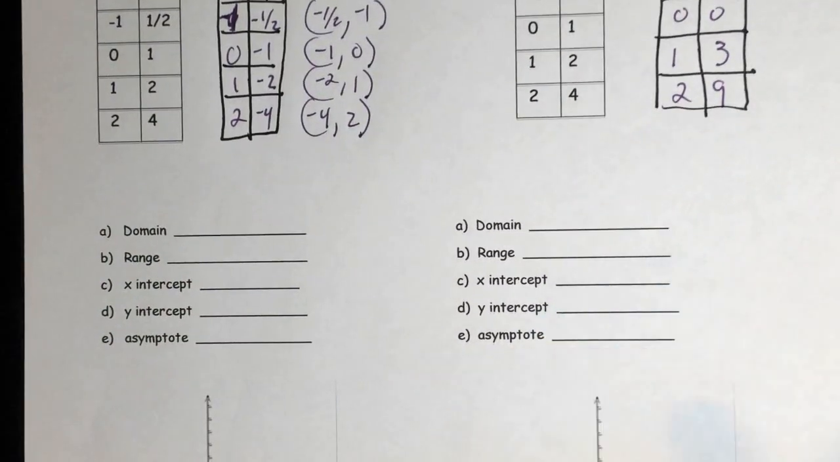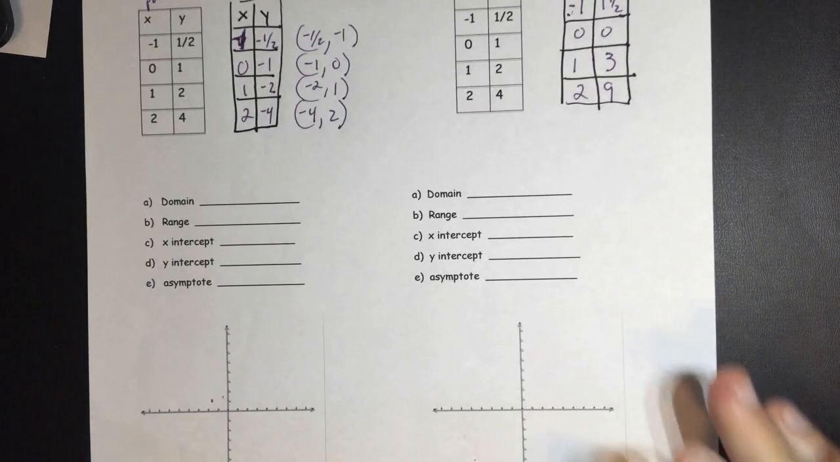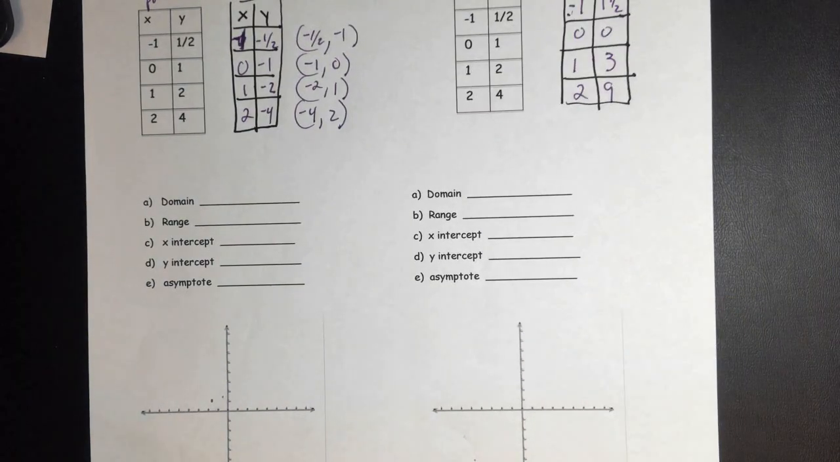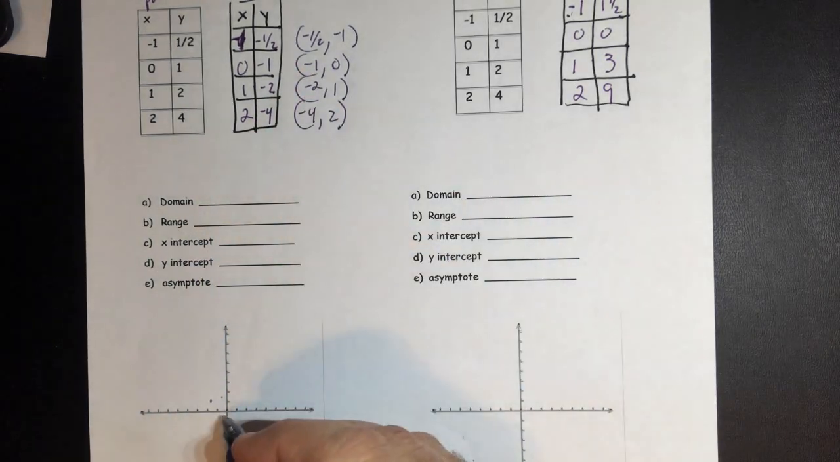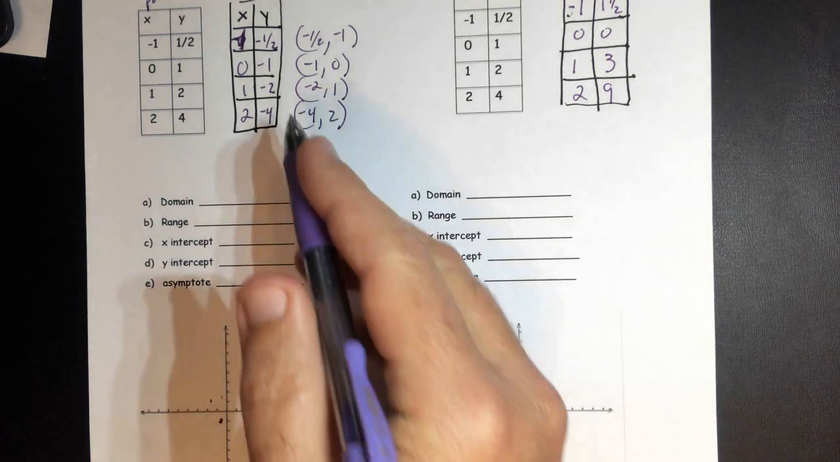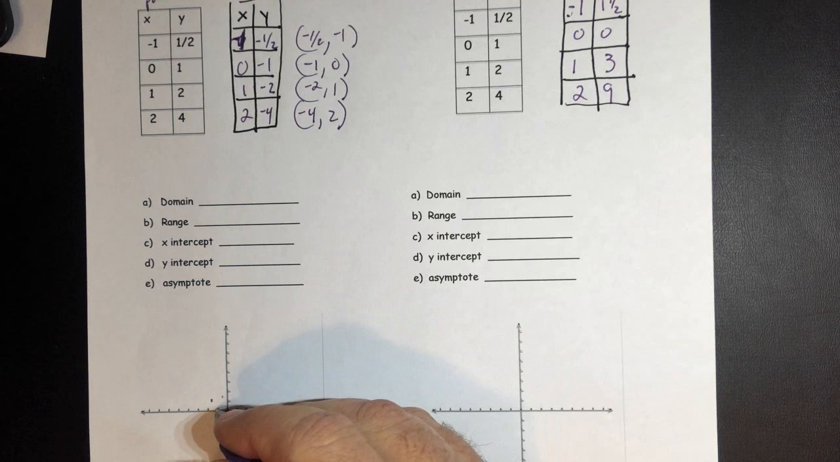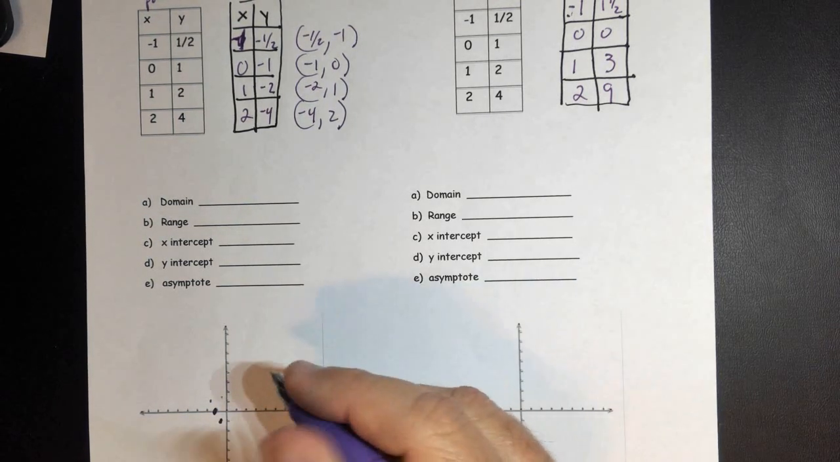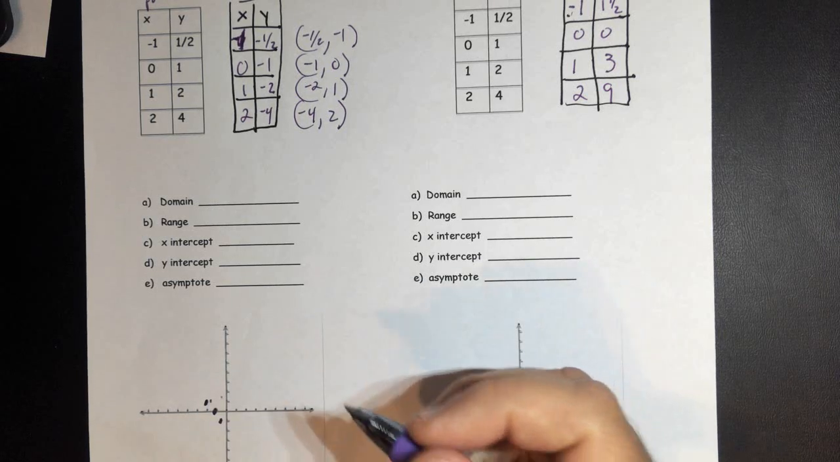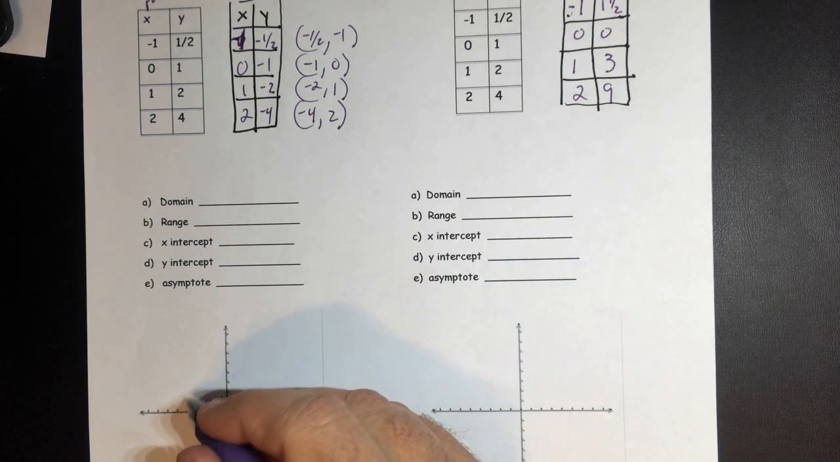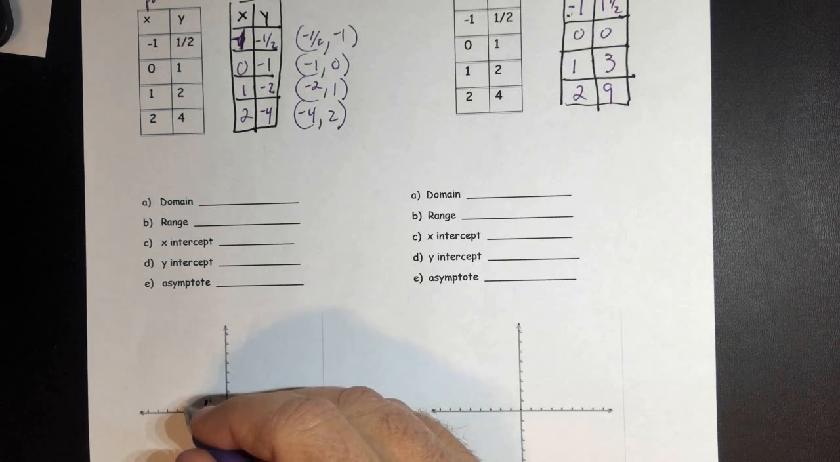So we're going to go down here, and we're going to take those points so we can see them. Okay, we're going to have (-1/2, -1). We're going to have (-1, 0). We're going to have (-2, 1). And we're going to have (-4, 2).